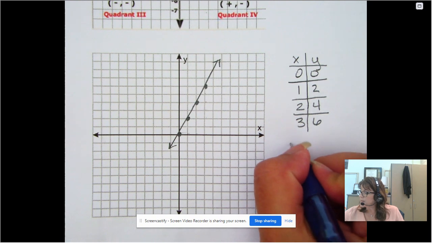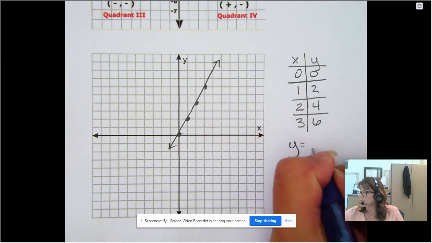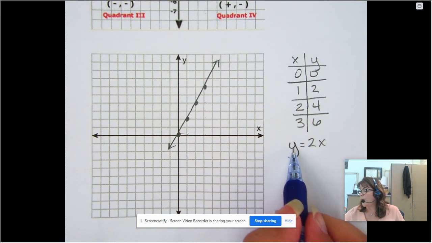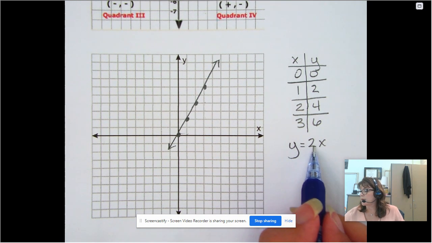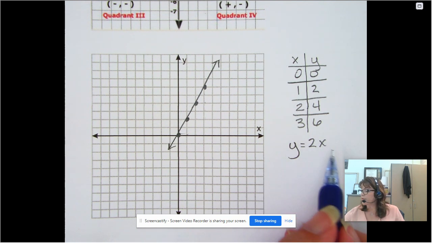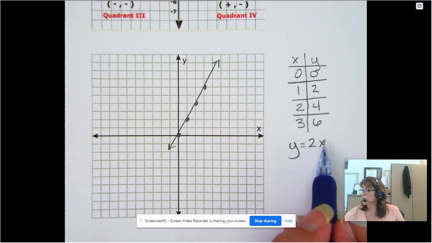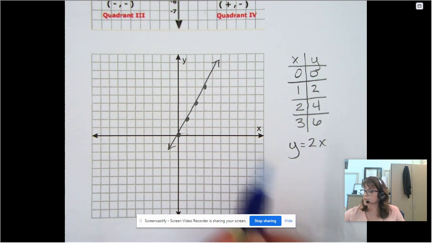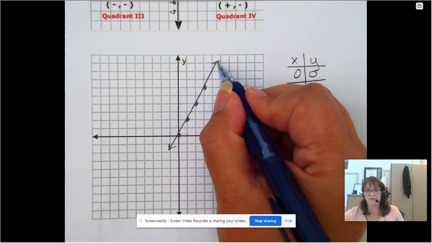But the equation that made this happen was this: y is 2 times x. So if for every 1 treat I eat, 2 servings of vegetables, that would help me figure it out.